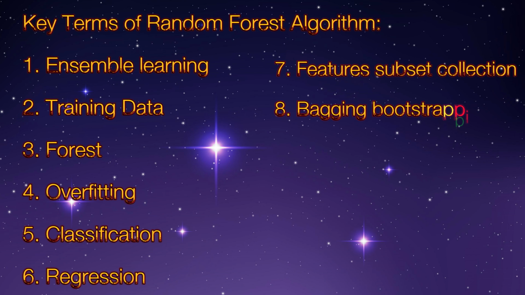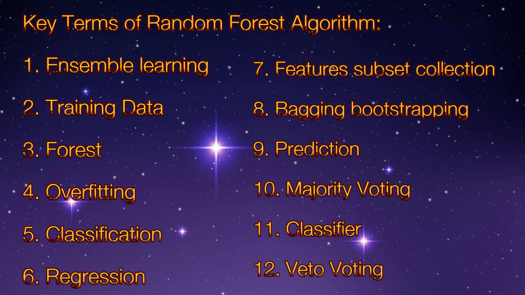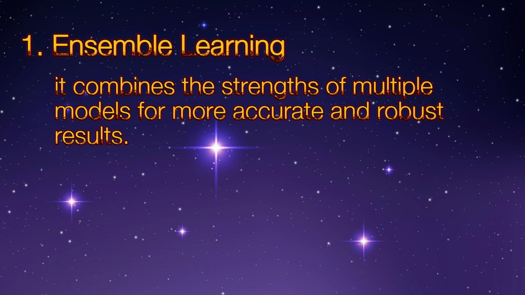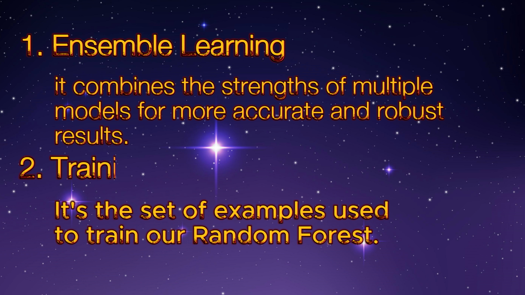Let's make sure we're all on the same page with some key terms that will light up the path ahead. The first one is ensemble learning. Imagine a powerhouse team of algorithms working together to make predictions. That's ensemble learning. It combines the strength of multiple models for a more accurate and robust result. The second one is training data. This is the VIP guest list of our algorithmic party. Training data is what our model learns from. It's the set of examples used to train our random forest.